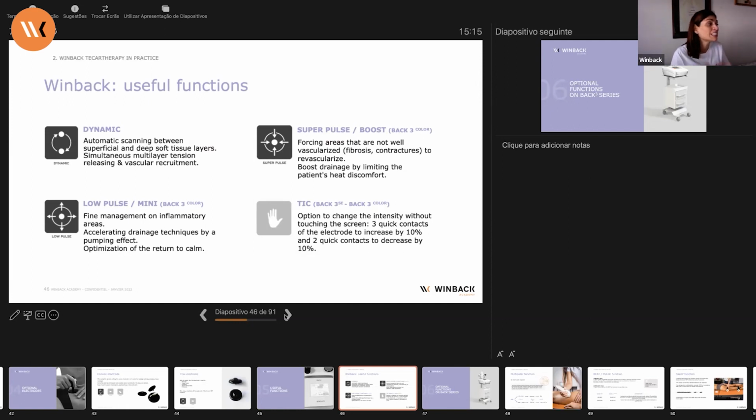In dynamic, we get simultaneous multi-layer tension release and vascular recruitment. We can also work on low pulse or mini, okay? It's a fine management on inflammatory areas. Or we can use it when we are trying to accelerate the drainage techniques with the pumping effect that I told you before. And we also will use low pulse when we are doing the optimization of the return to calm in the end of each session.